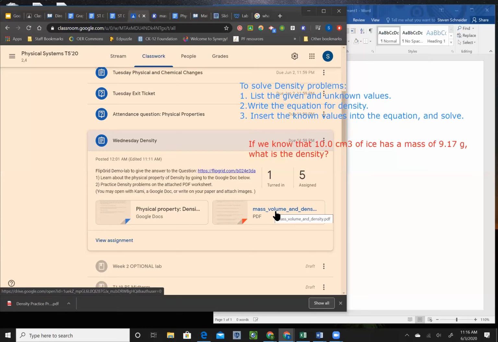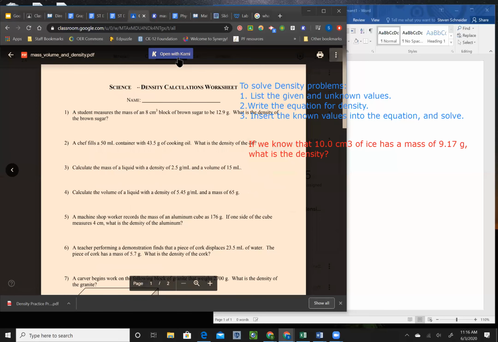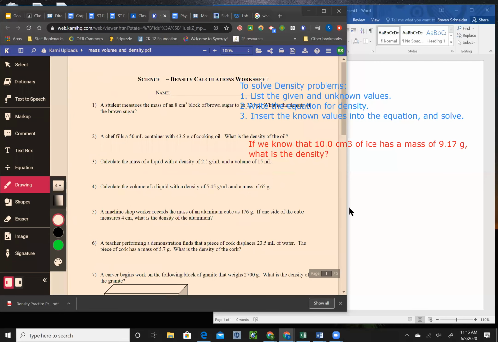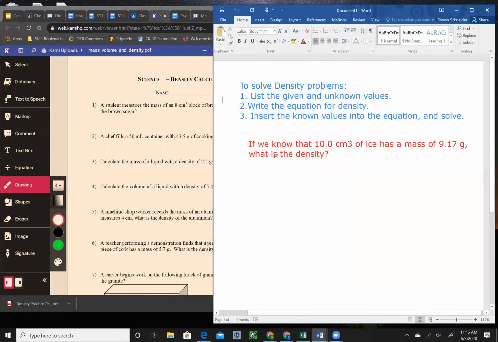So I'm going to click on here and open with Kami. So I click on it, open with Kami, and here we go. What you can pause this video to look at here is this: to solve density problems, 3 rules. List the given and unknown values, write the equation for density, and insert the known values into the equation and solve. So, list the given and known values. Let's go ahead and do that first.